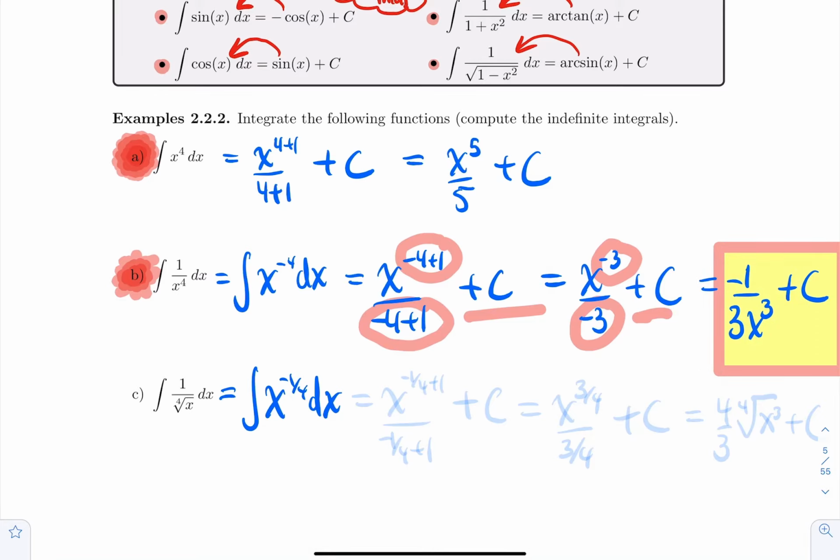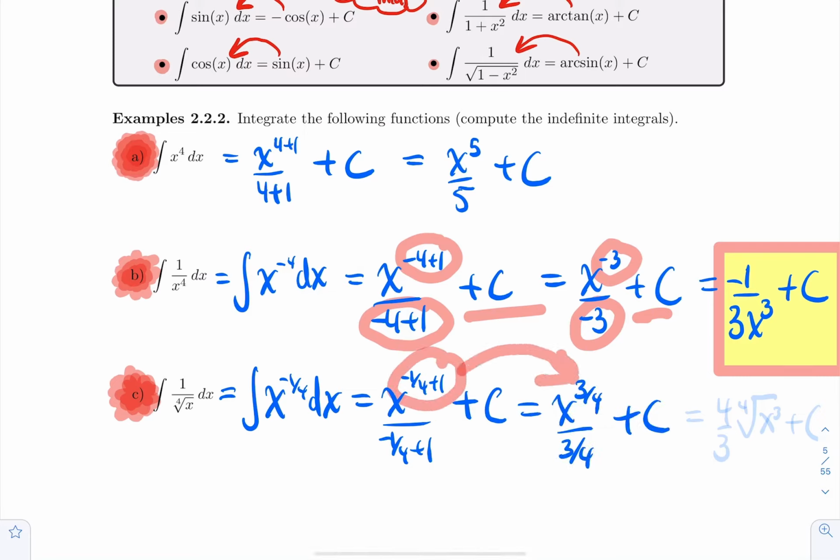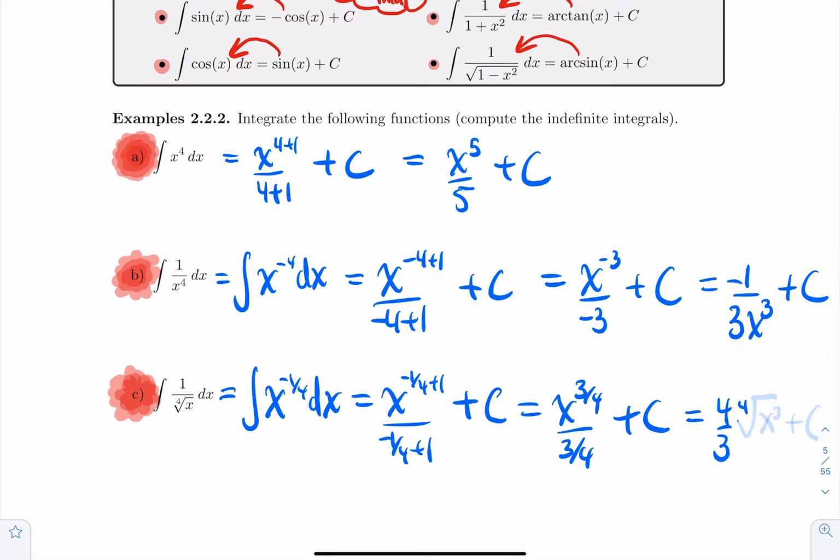Finally, for 1 over the fourth root of x, that's the same thing as the power function x to the power minus 1/4. Now you apply the power rule, so you get x to the power minus 1/4 plus 1 over minus 1/4 plus 1, which is 3/4, plus c, of course. So you get x to the power 3/4 over 3/4 plus c. You can leave the answer like this, or if you want to be a little bit fancy, this simplifies to 4/3 times the fourth root of x cubed plus c.